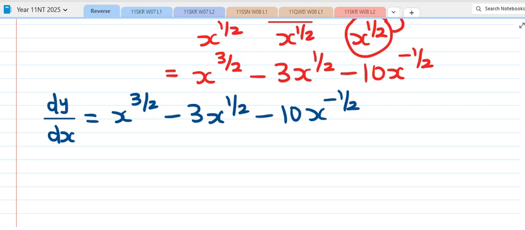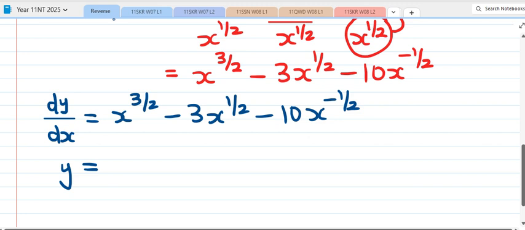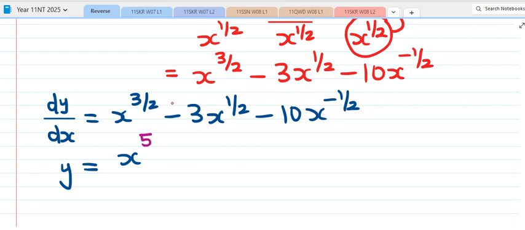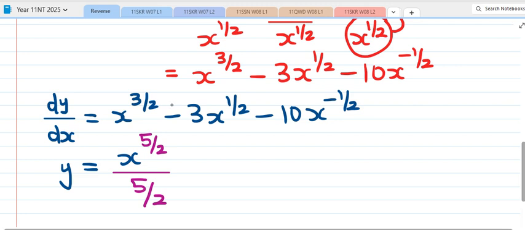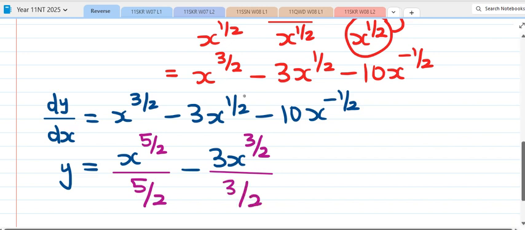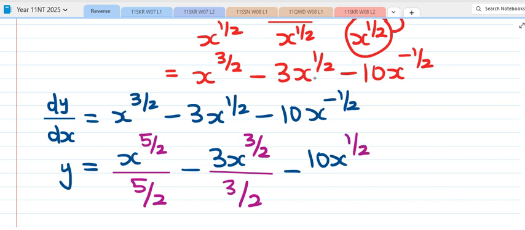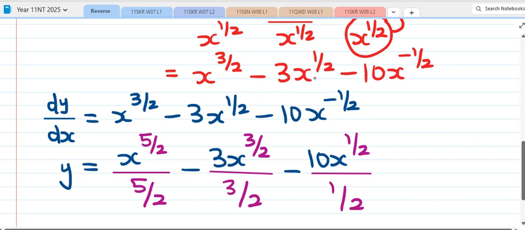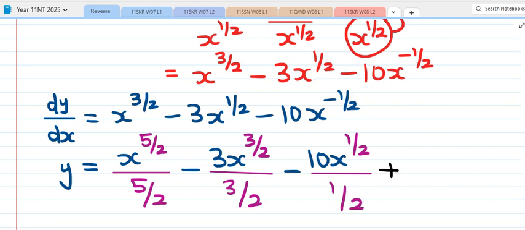So here, what we're going to do next is integrate dy by dx to get y equals x to the power of 3 over 2 plus 1, it will be power 5 over 2. So here, denominator for this one will be 5 over 2, plus 3x to the power of half plus 1 will be power of 3 over 2. So here, the denominator will be 3 over 2 for this fraction, minus 10 x to the power of negative half plus 1, it will be positive half. So the denominator for this one will be positive half, and don't forget to add c in the end of this expression.